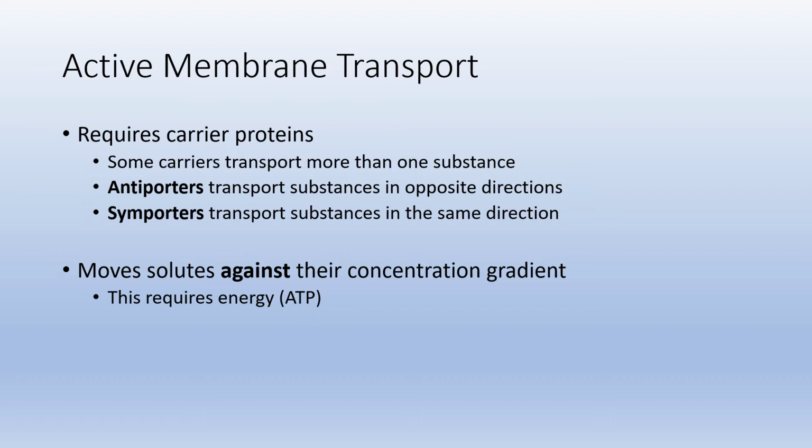An antiporter will transport different substances in opposite directions. You could think of this as you and someone else walking through a door heading in opposite directions, and you simply wave to each other. The other type of carrier protein is known as a symporter, meaning those substances are moving in the same direction. Either way, this active membrane transport moves solutes against their concentration gradient.